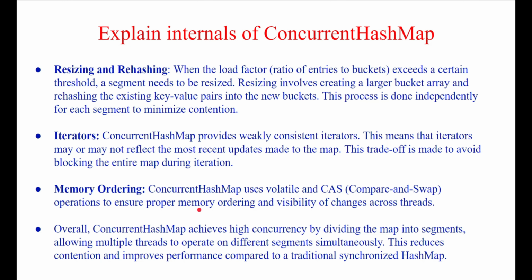Similarly, for memory ordering, since it works with the compare and swap technique, you can make sure that across multiple threads, proper ordering is maintained by comparing the current update with the most recent update and swapping it as and when required. So basically, the concurrent hash map achieves concurrency by dividing the whole map into segments, allowing multiple threads to work simultaneously, and hence it gives you more concurrency and better performance.